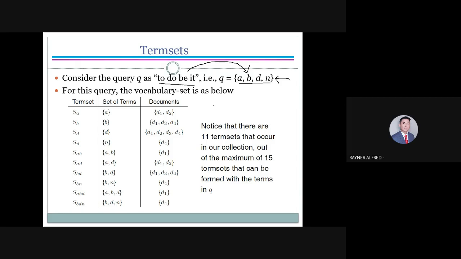So can you type, if we have 4 symbols, how many term sets do we have? You can type your answer. We have 4 symbols in our query. So how many term sets could we have? 2 to the power of 4, right? So 16. Okay. So we have 16.